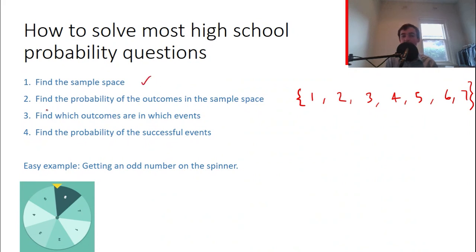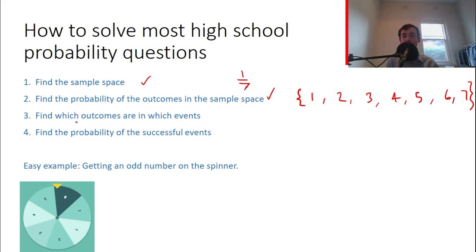Step 2, find the probability of the outcomes in the sample space. All these sections of the spinner are the same size, and that's important because it means it's just as likely that I get a 5 as I get a 4. That means if it's equally likely, then the probability of getting any of these outcomes is just the same. It's 1 divided by however many outcomes there are, which is 7. And so number 2 is not too hard either.